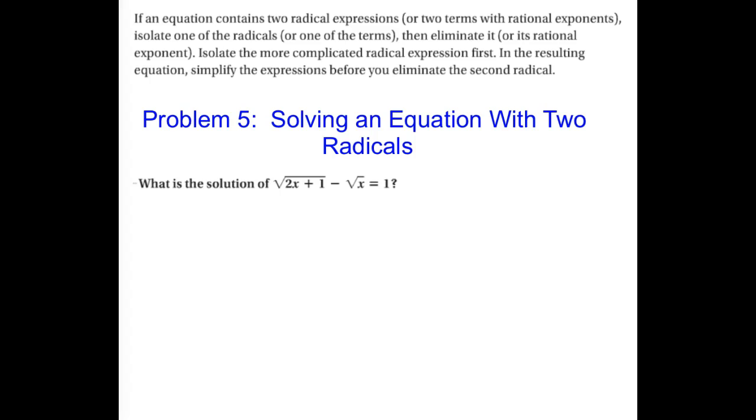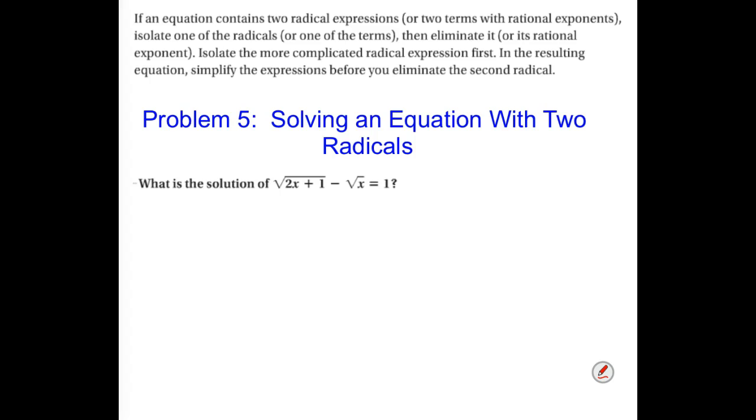Okay? So if you look at the example we have here, we have a square root of 2x plus 1 and we have a square root of just an x. Which one looks more complicated? The 2x plus 1. So we're going to start by isolating that one. Okay? Once we get that more complicated one isolated and cleaned up, then we can take the remaining equation. It will still have a radical in it. Then we can isolate that one and clean that one up. Okay, so we're kind of going through the process twice.